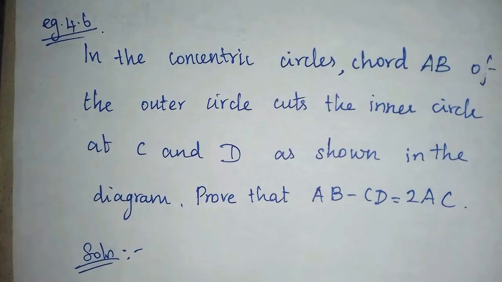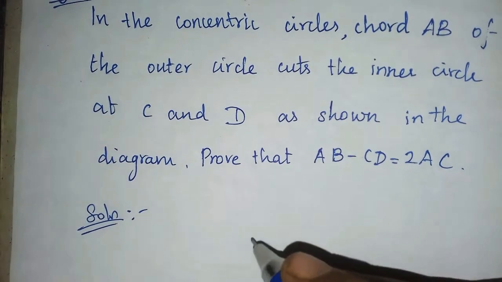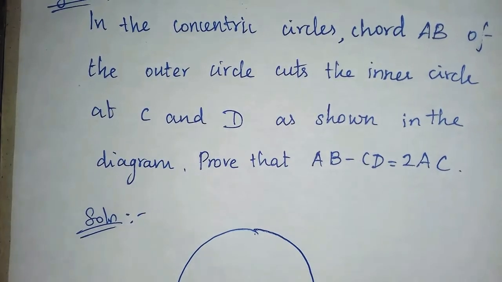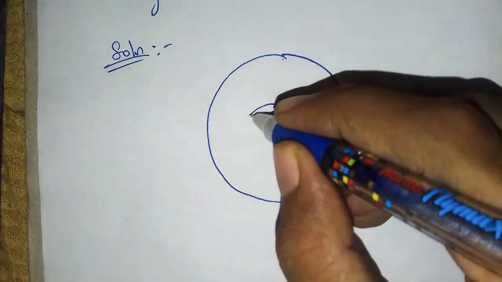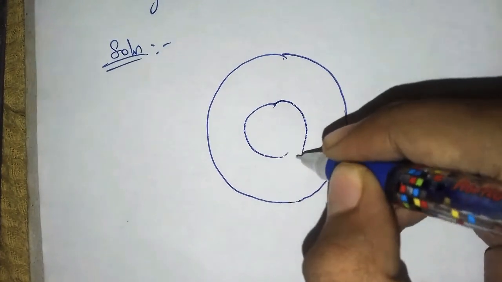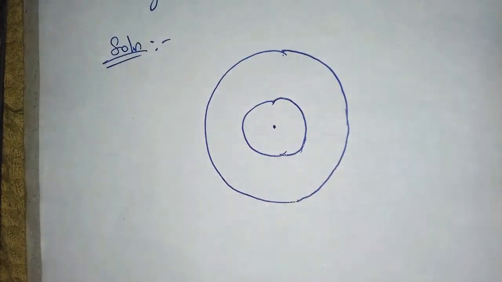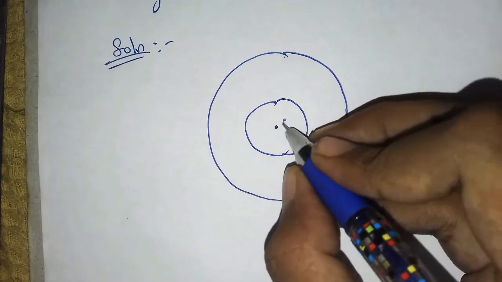Now let's draw the circle diagram. What is given in the concentric circle? Two circles with the same center is the concentric circle. So what do we have to do first? We have to draw two circles with the same center. Okay, have you all understood this? Now the center point is O.